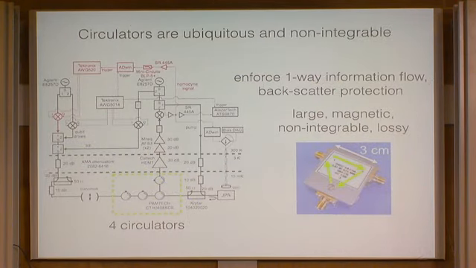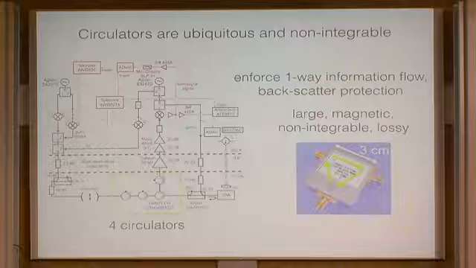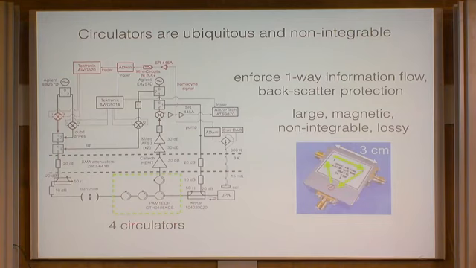Okay, why do I care about circulators? Well, we use them all the time. This schematic that I've shown you a bunch already, just to manage one of these transmons, takes four. They're there because it's important to enforce one-way flow of information. It might be something like this, where you send a signal in here and it comes out there. You send a signal in here, and it comes out there. It's particularly useful for protecting circuits from back reflections.